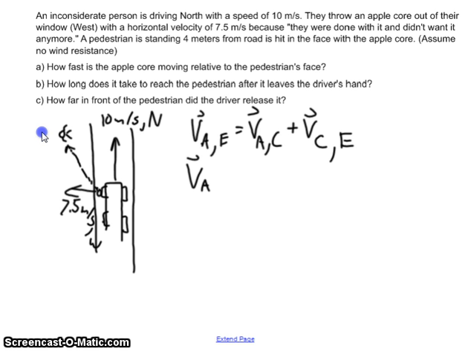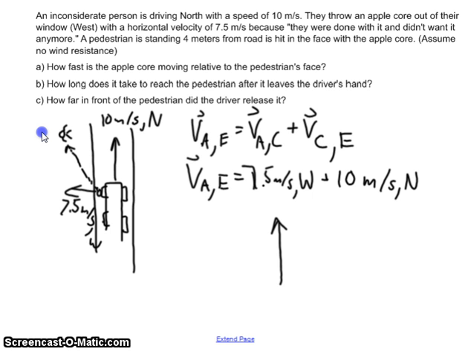We have the velocity of the apple core with respect to Earth, because it is the velocity of the apple core with respect to the car, which is that 7.5 meters per second west, and we're adding that to our 10 meters per second north. When we add these together, because they are in direct directions, namely they are in one of the four cardinal directions, we can skip over making the chart for this one and just make a triangle out of it. We represent velocities just like all other vectors as arrows.